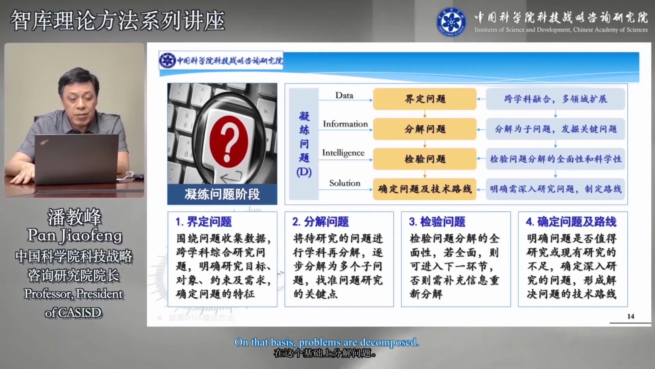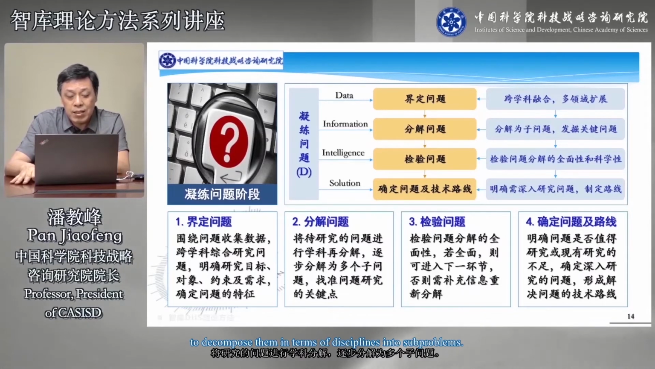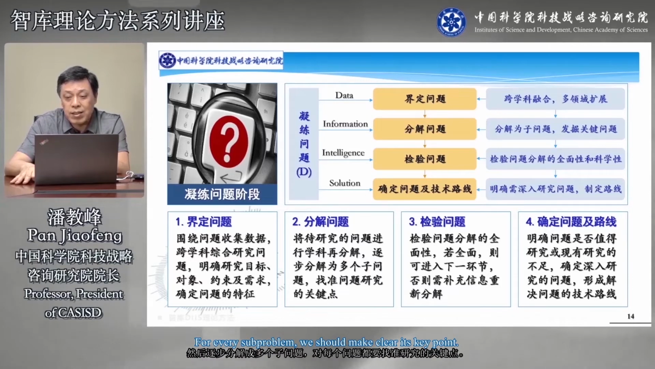On that basis, problems are decomposed. For defined problems, we should make clear the features like target, object, constraint, and demand to decompose them in terms of disciplines into subproblems. More full decomposition brings existing knowledge and academic accumulation to a better play. For every subproblem, we should make clear its key point.